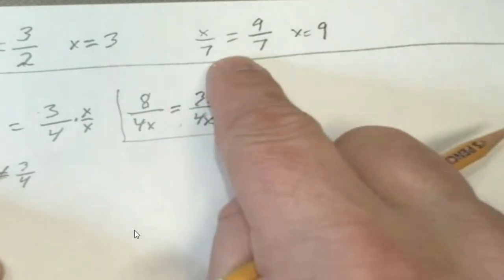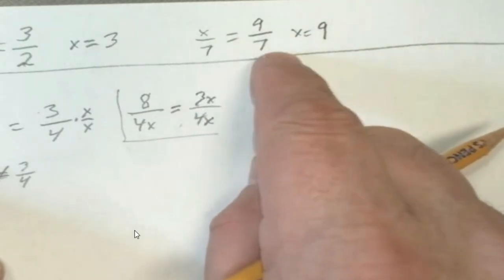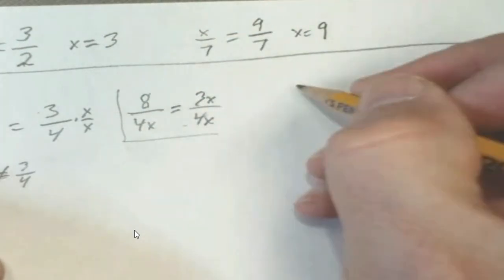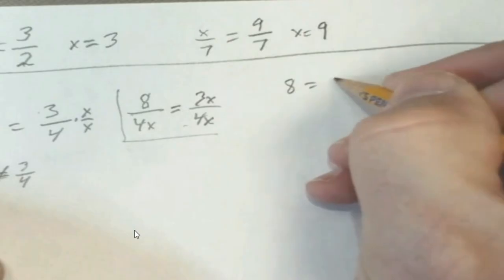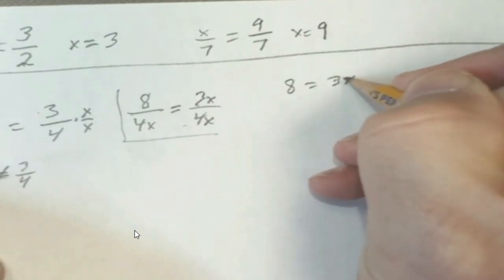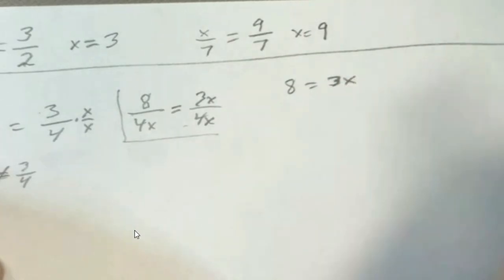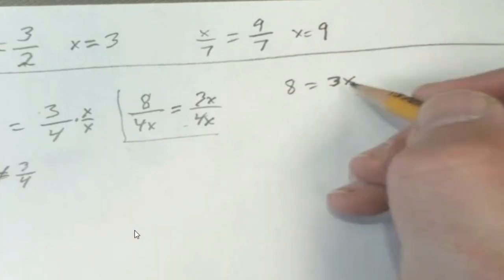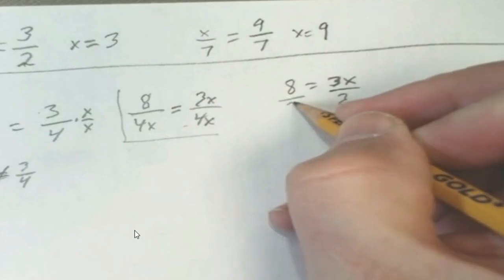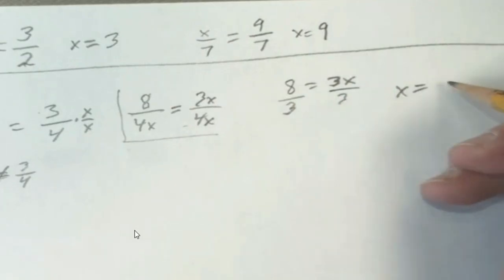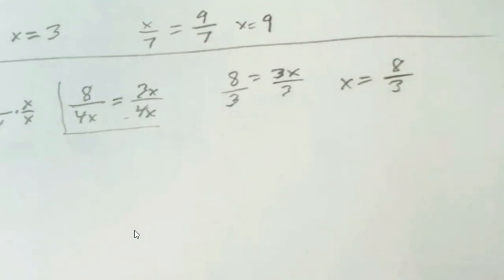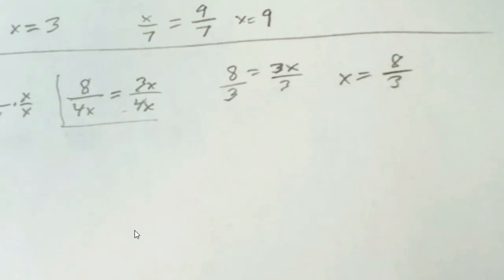So now we're back to this concept. If the denominators are the same, the numerators just have to be the same. Well, let me set those to be the same. 8 equals 3x. These have to be the same. Divide by 3. So x equals 8/3. That's how that works.